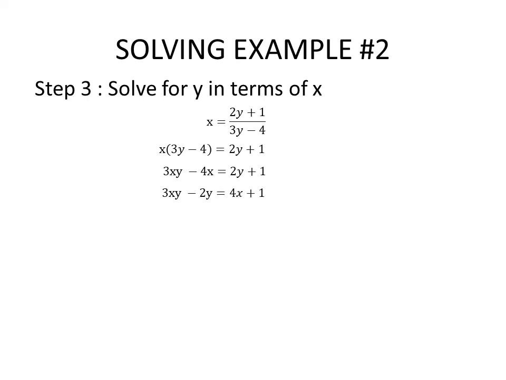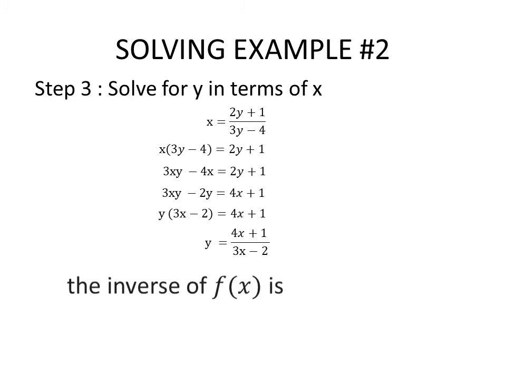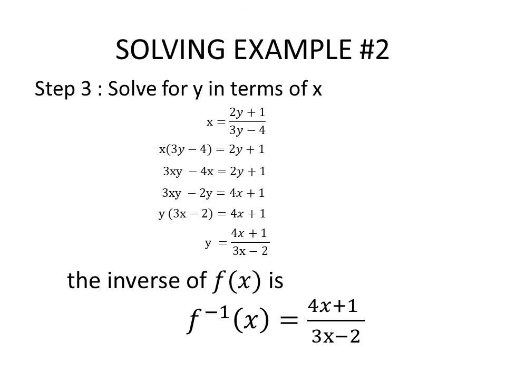Putting like terms together, you have 3xy minus 2y is equals to 4x plus 1. Factoring y, you will have y times 3x minus 2 is equals to 4x plus 1. Dividing each side by 3x minus 2, you will get y is equals to 4x plus 1 over 3x minus 2. So therefore, the inverse function of x is 4x plus 1 over 3x minus 2.